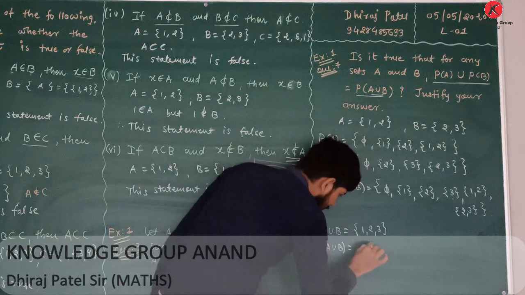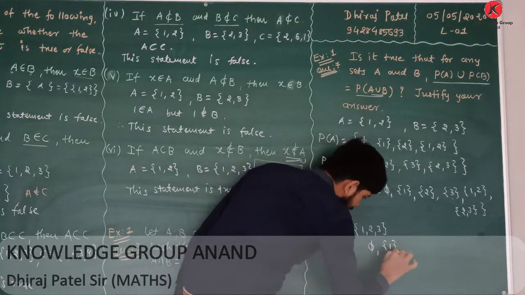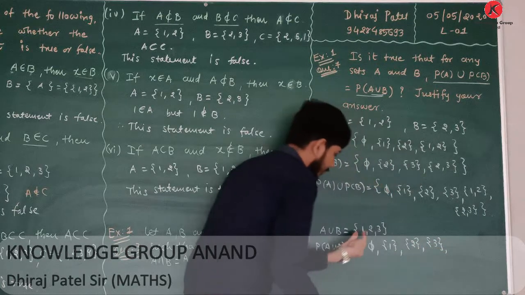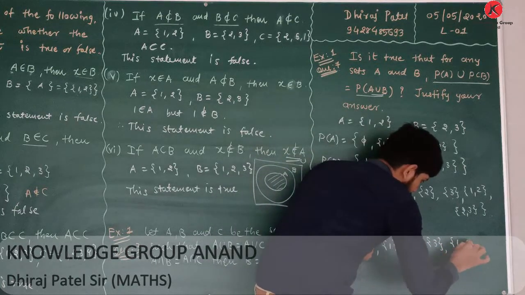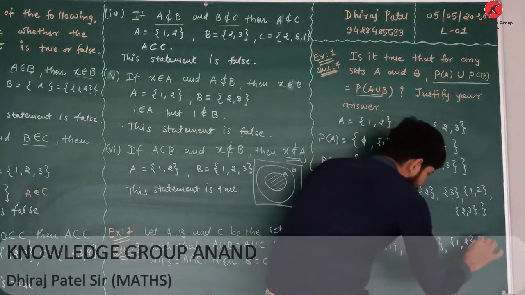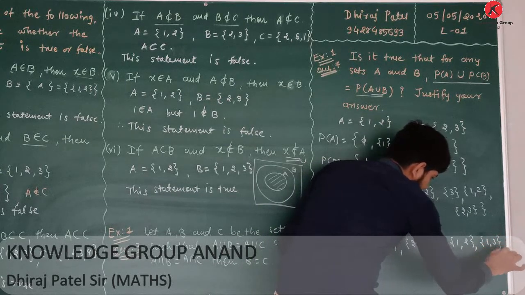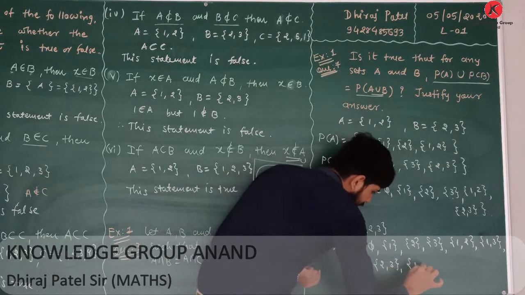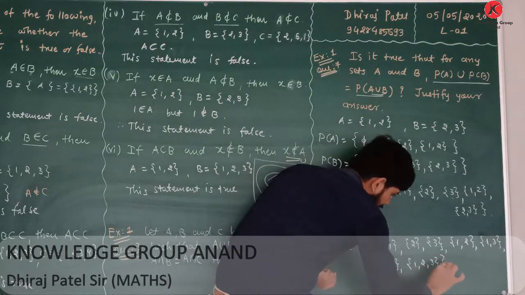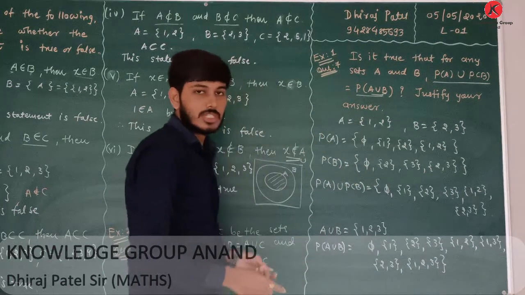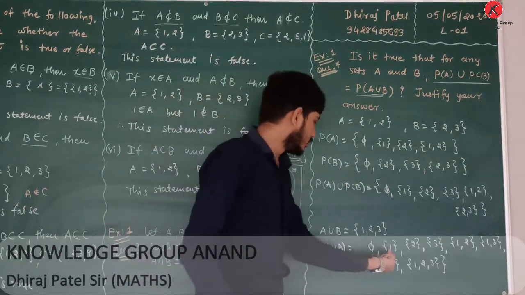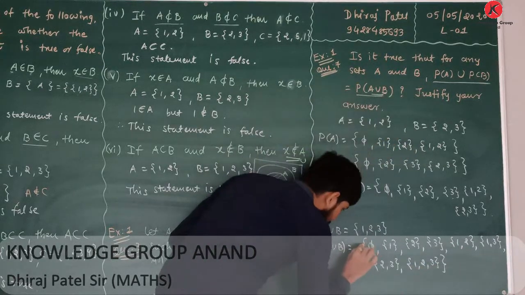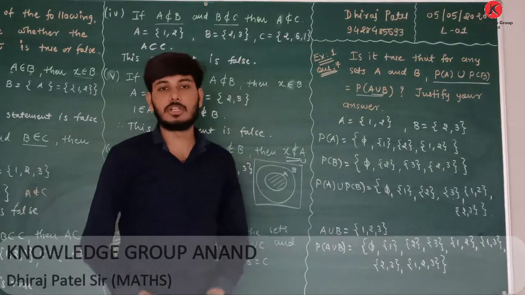Okay. So first of all, list out all the subsets. {1}, {2}, next one {3}. Now the subsets with two elements: {1, 2}, {1, 3}, next one {2, 3}, and the set itself, that means {1, 2, 3}. Total subsets are 2 raised to 3, which equals 8, it should be 8. 1, 2, 3, 4, 5, 6, 7 and 8. Okay, put them in curly brackets. That means power set of A union B is ready.